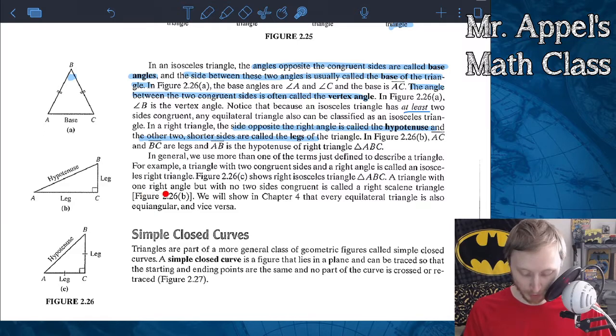A triangle with one right angle, but with no two sides congruent, is called a right scalene triangle. 226B is an example of that. We will show in Chapter 4 that every equilateral triangle is also equiangular and vice versa, something I mentioned earlier. There you go. Something to look forward to.